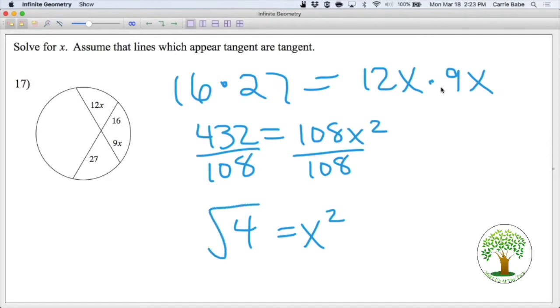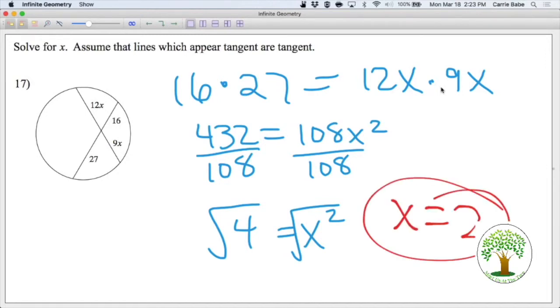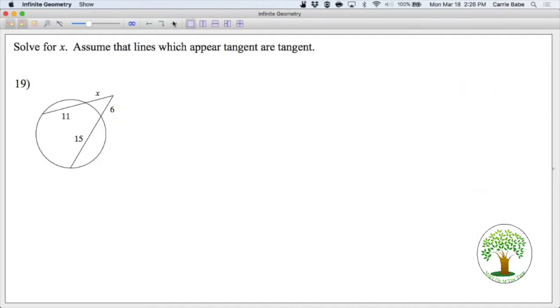So this time I didn't need that box method because I could just solve it by taking the square root of both sides. X equals how much? 2. Yes. All right, let's do number 19. Well, 18 looks weird. It looks almost like a 17, but it's a 1. All right, number 19.